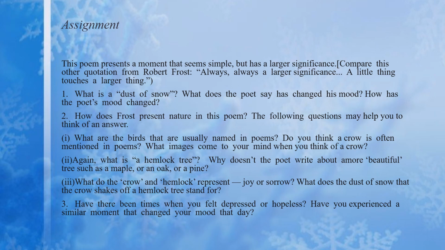Second, what is a hemlock tree? Why doesn't the poet write about a more beautiful tree such as a maple or an oak or a pine? So a poisonous plant having white flowers is a hemlock tree. So the poet was sad and he was going through a rough time, so he could relate to this tree with his bitter experiences. That is why he did not mention any more beautiful trees such as maple or an oak tree or a pine tree.